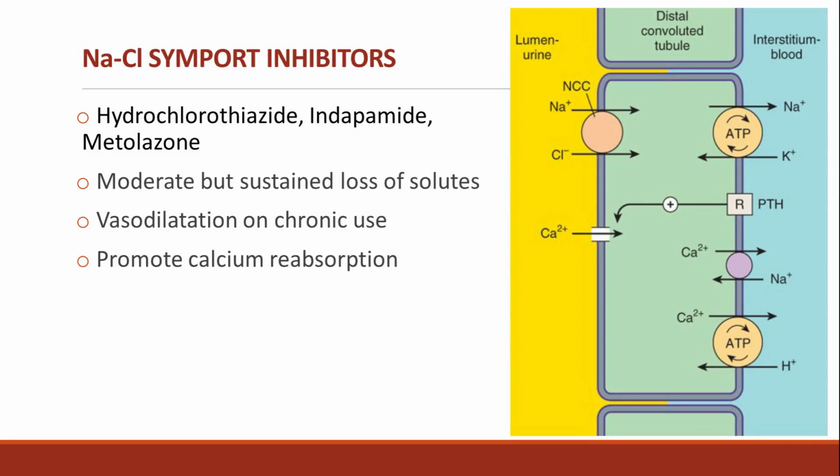Thiazides are the most widely used diuretics for long-term treatment of hypertension. They are absorbed orally and have a longer duration of action compared to loop diuretics, making them ideal for chronic therapy. They act in the early distal convoluted tubule and inhibit the sodium chloride symporter. This produces a moderate but sustained diuretic effect.